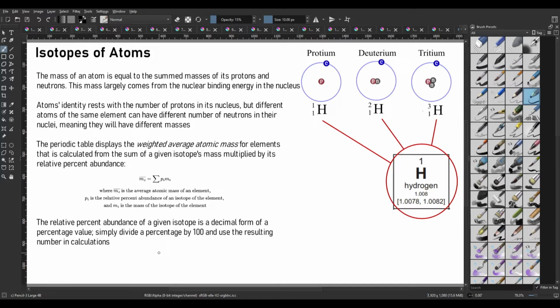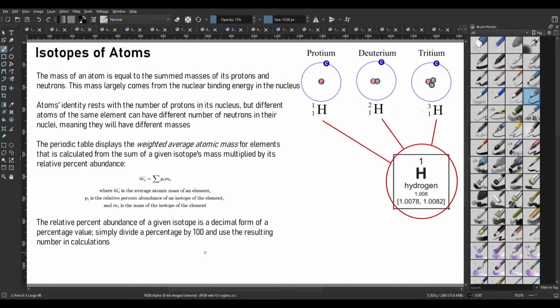The relative percent abundance of a given isotope is a decimal form of its percentage value. So to get that, we just take the percentage and divide it by 100, and that is our decimal value of our percentage, and we use that for our calculation. So let's run through what this means here. This equation, a little bit of some notation I put in LaTeX.